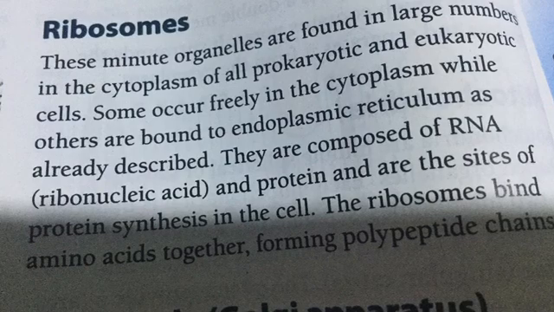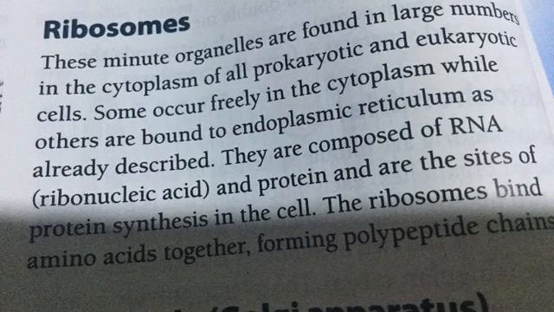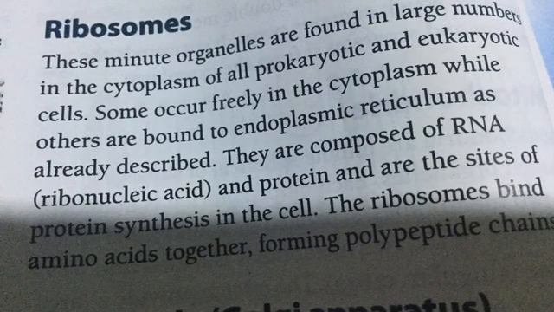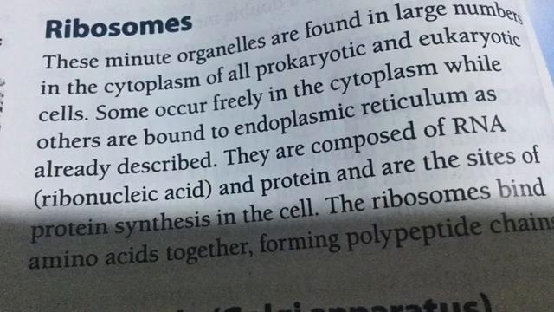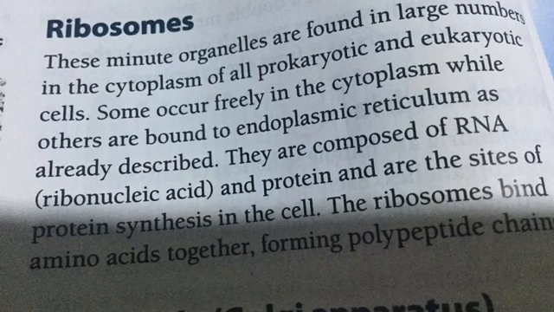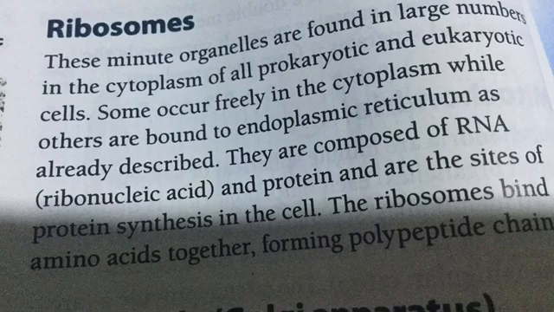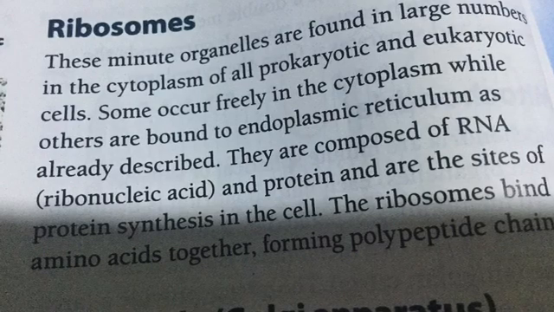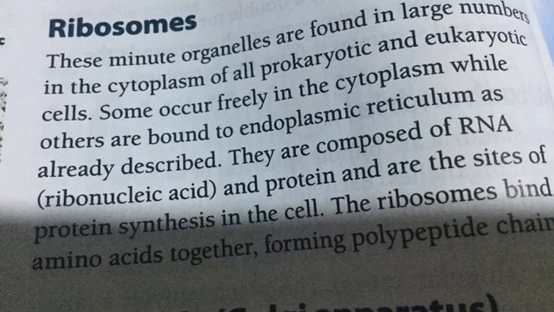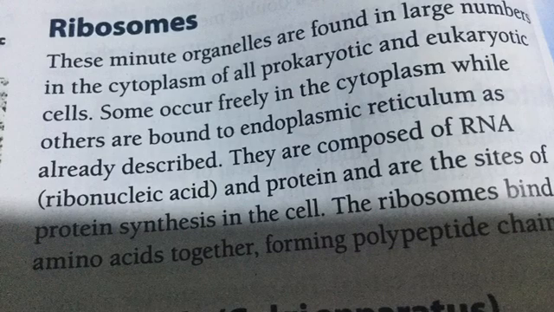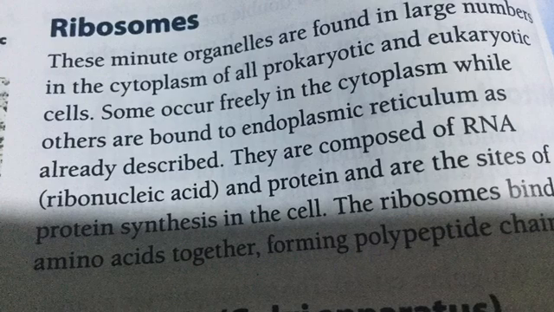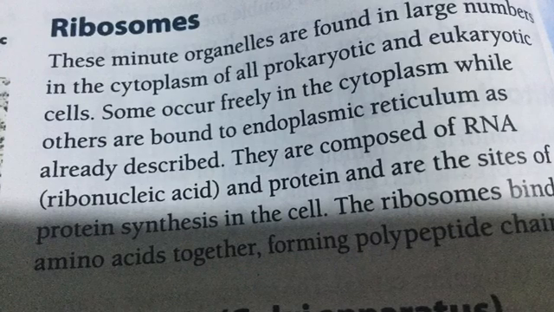Ribosomes. These minute organelles are found in large numbers in the cytoplasm of all prokaryotic and eukaryotic cells. Some occur freely in the cytoplasm, while others are bound to endoplasmic reticulum as already described. They are composed of RNA, ribonucleic acid, and protein, and are the sites of protein synthesis in the cell. The ribosomes bind amino acids together, forming a polypeptide chain.